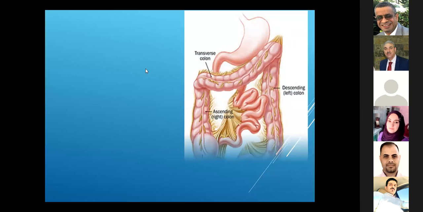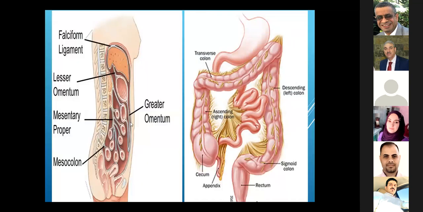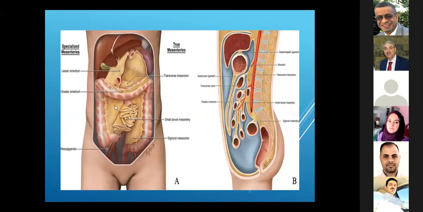This picture shows the peritoneal spaces, and these are parts of the large bowel with its mesentery. This picture shows the small bowel mesentery, this is the greater omentum, and this is the sigmoid mesocolon. This is the appendix mesocolon. This is the transverse colon.